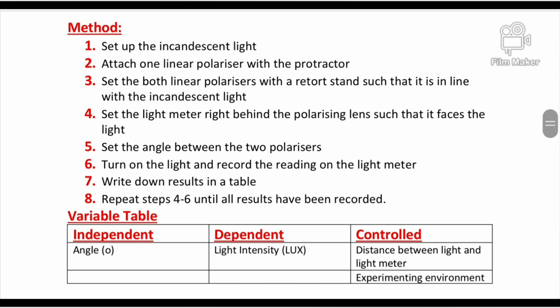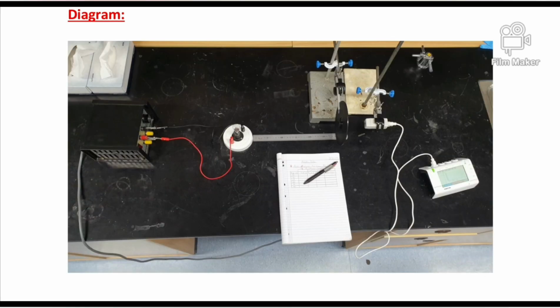The variable table. The independent variable is the angle, and this is measured in degrees. The dependent variable is light intensity, measured in lux. Now, the controlled variables are the distance between the light and the light meter, and the experimenting environment. Here is a diagram of my setup. Keep in mind that the lights were turned off while conducting this experiment.